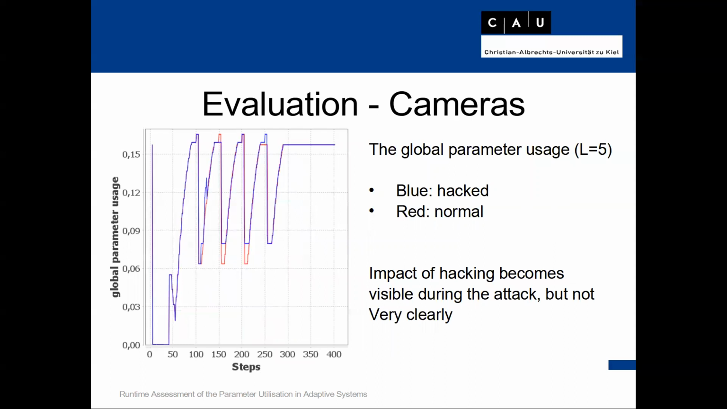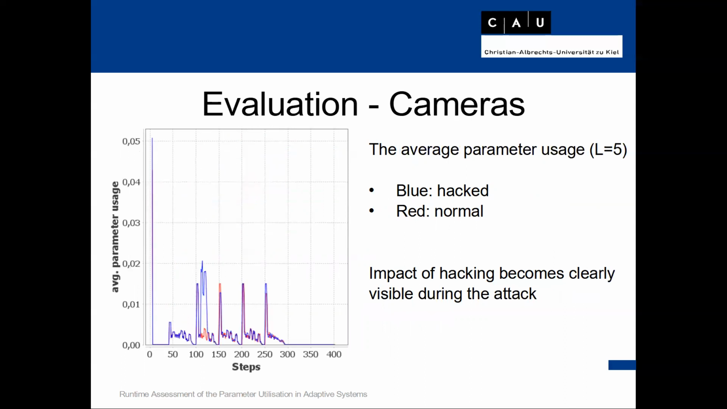On the other hand, we have the global parameter usage with a window size of 5. Again, a hacked and a normal graph here. The blue one shows a small impact of the hacking, but it's not very visible. But in the second measure, the average parameter usage, the attack is really well visible.